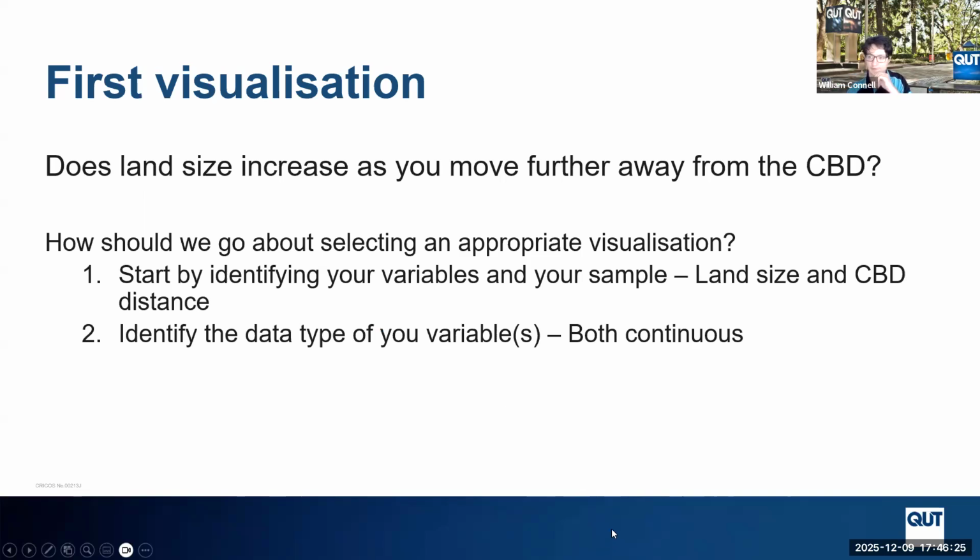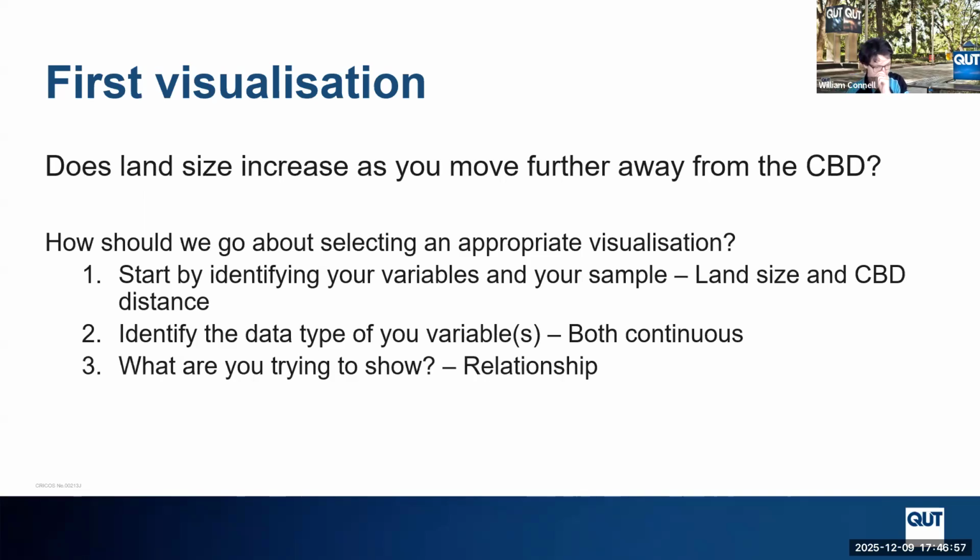Identify the data types of our variables, okay? So this is going to be our next step. Land size and CBD distance are both continuous variables, okay? So continuous versus discrete, or qualitative versus quantitative. There's only certain types of visualizations that are appropriate depending on your data type. So trying to work that out is going to lead nicely into trying to pick an appropriate visualization.